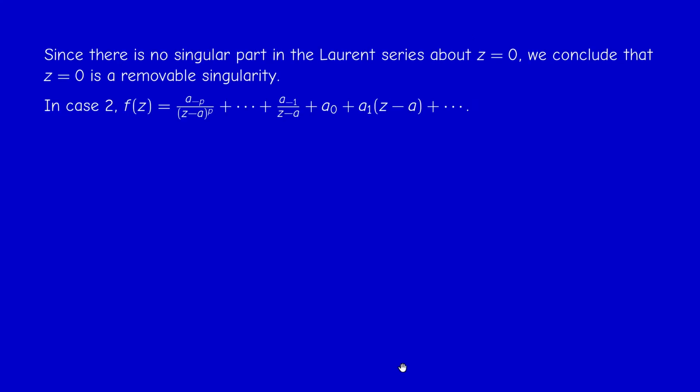Okay. Next case, capital A is not empty, and the maximum of A is p. Okay, so a minus p is different from 0. So we can write f in this way. So the singular part is finite, and the leading coefficient, so the coefficient corresponding to the biggest power, is not 0. In this case, we say that a is a pole of order p.